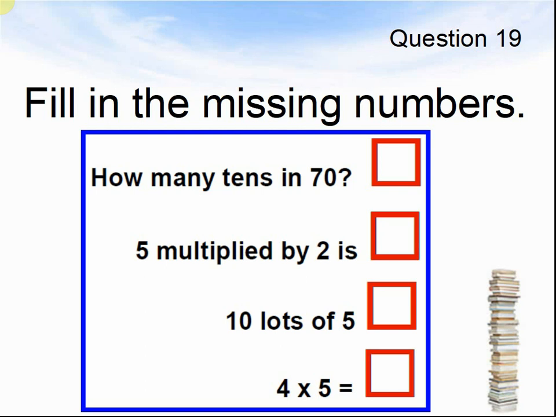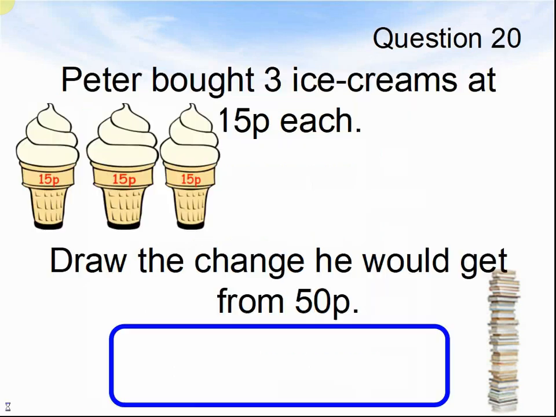Here comes question 20. Question 20. Peter bought 3 ice creams at 15 pence each. Draw the change he would get from 50 pence.